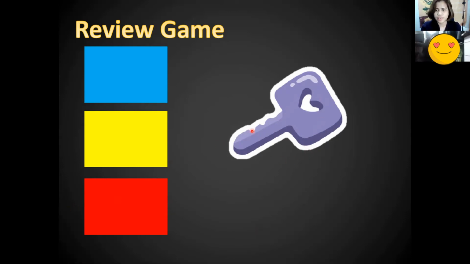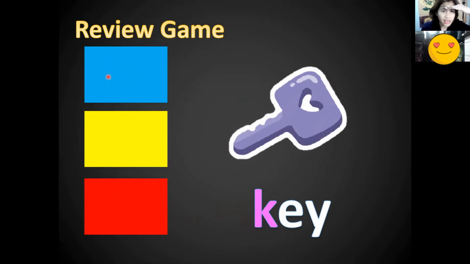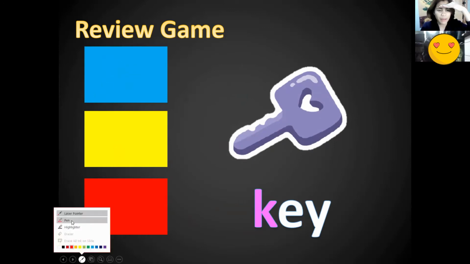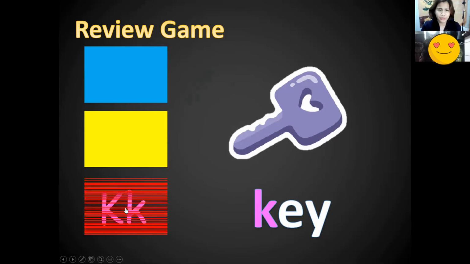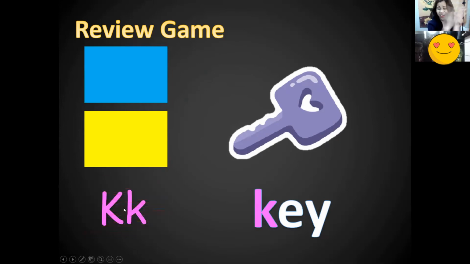What is it? Key. Now what letter does it begin with? K. Where is K? Blue, yellow, or red? Red. Red. Let's see. Dun, dun, dun. Wow! Very good! You got it right!